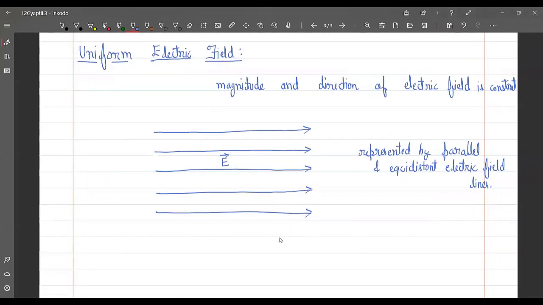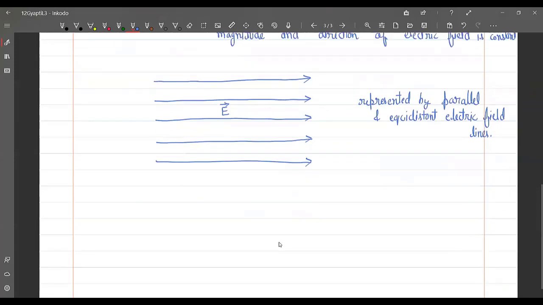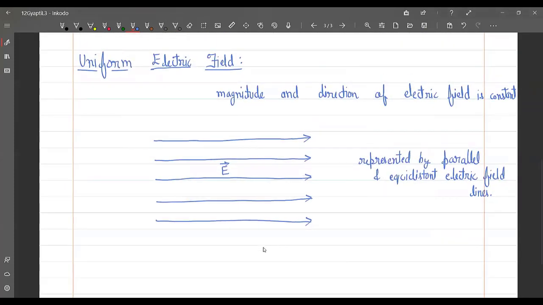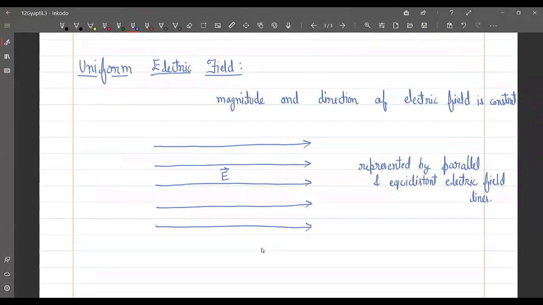While in a non-uniform electric field, the magnitude can vary, the direction can vary. All the electric fields which are not uniform will be called non-uniform electric field. Both the magnitude and direction, or magnitude and direction individually, can vary. That will be called a non-uniform electric field. So we have to study what happens when we keep an electric dipole in a uniform electric field.